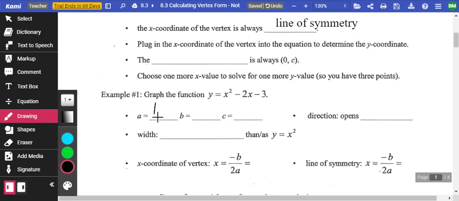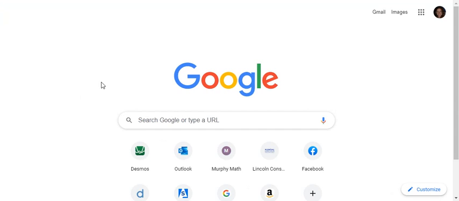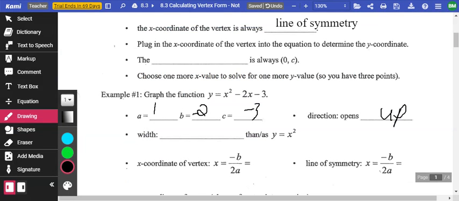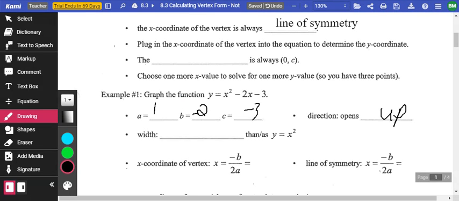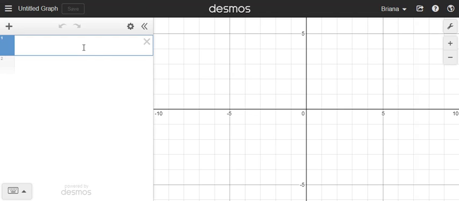The A value here is 1. The B value is -2. The C value is -3. It's positive, so we know it opens up. Width blank then as y equals x squared. So let's see if we can discover some of these rules by putting it in the graphing calculator. So let's put x squared minus 2x minus 3 in here.